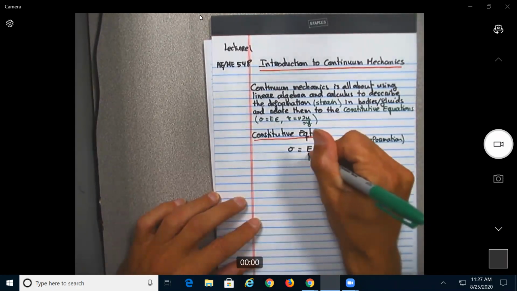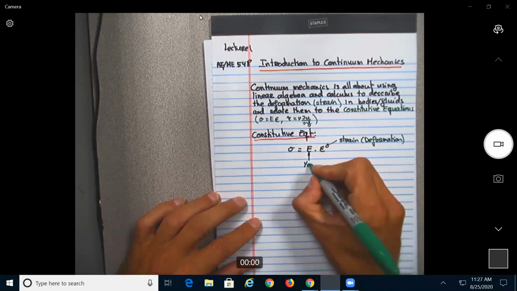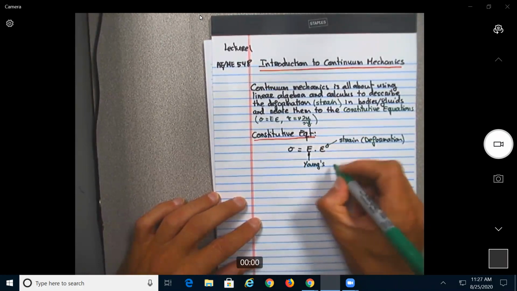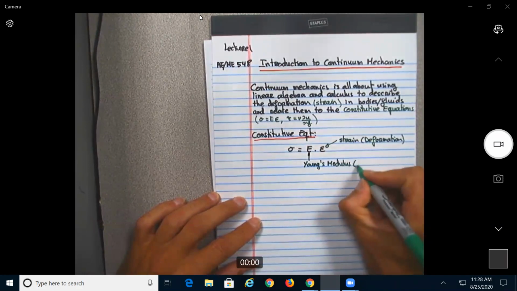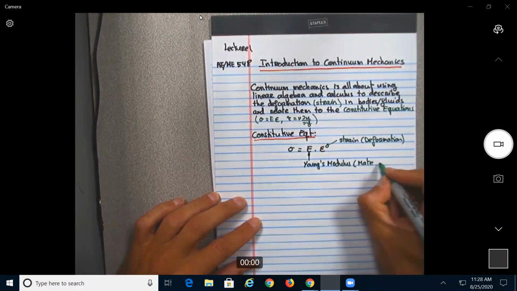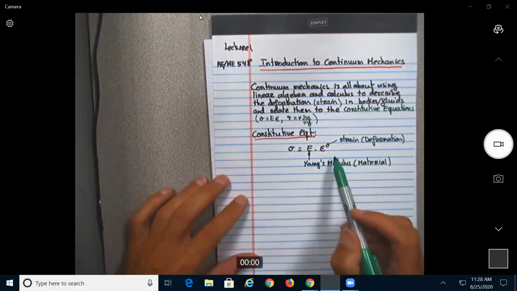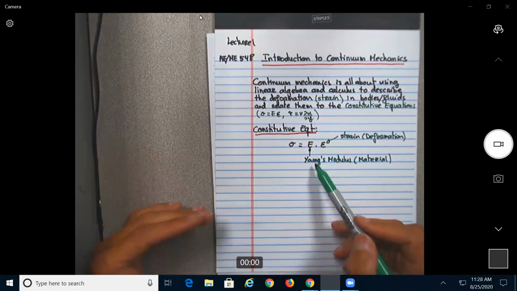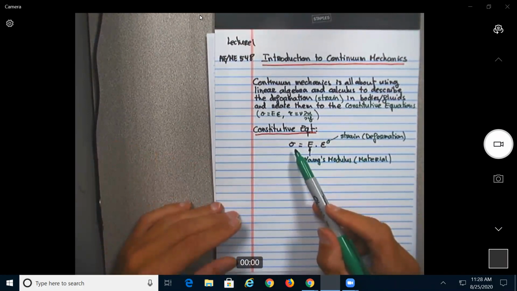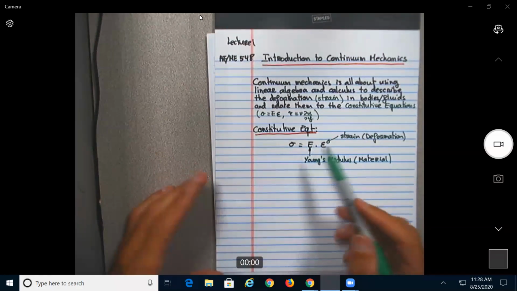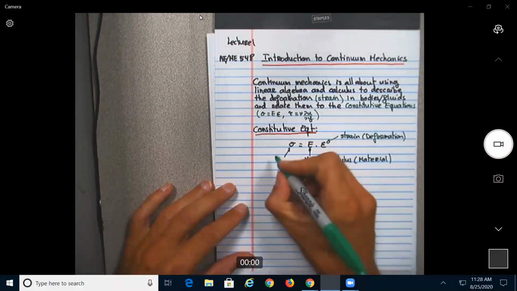Okay, this is the Young's modulus, which is also the modulus of elasticity. This one will be related to what? To the material. Okay, and that's why if you have a beam made of wood or steel, the stress will be different. Okay, and that will be now the stress. So this is the constitutive equation.